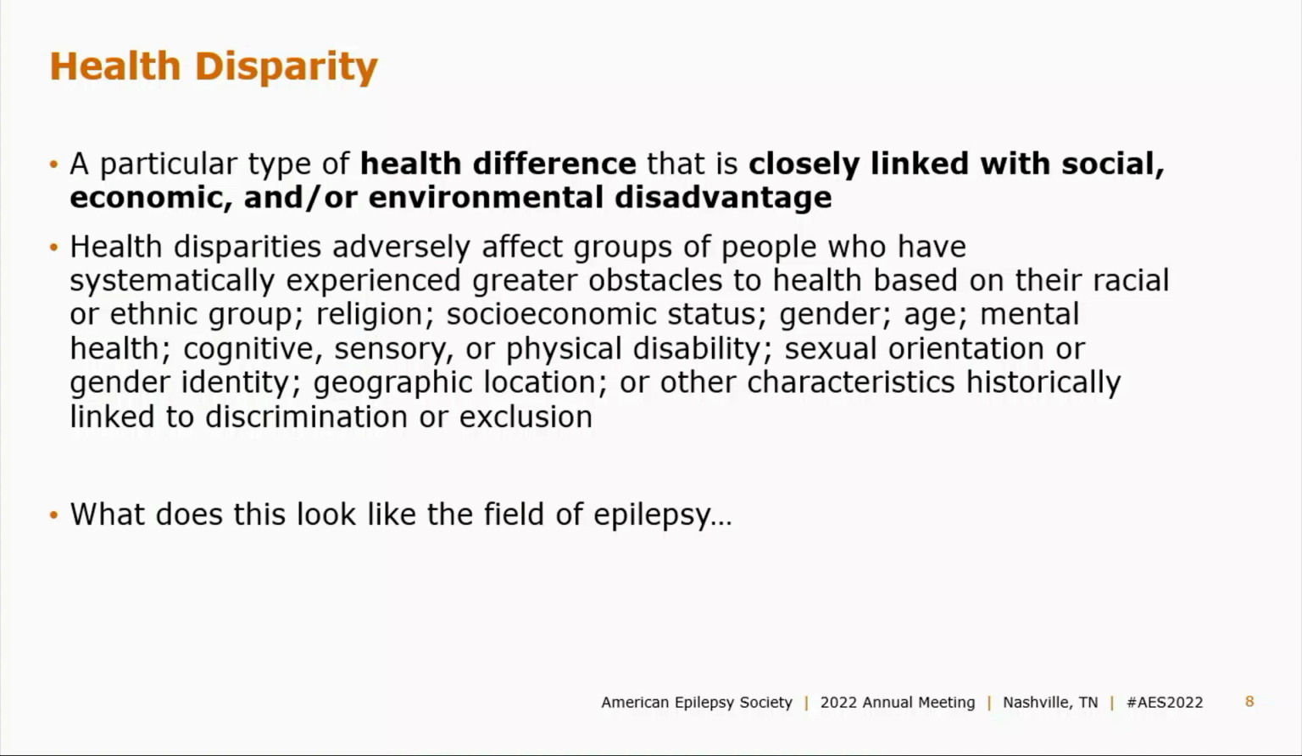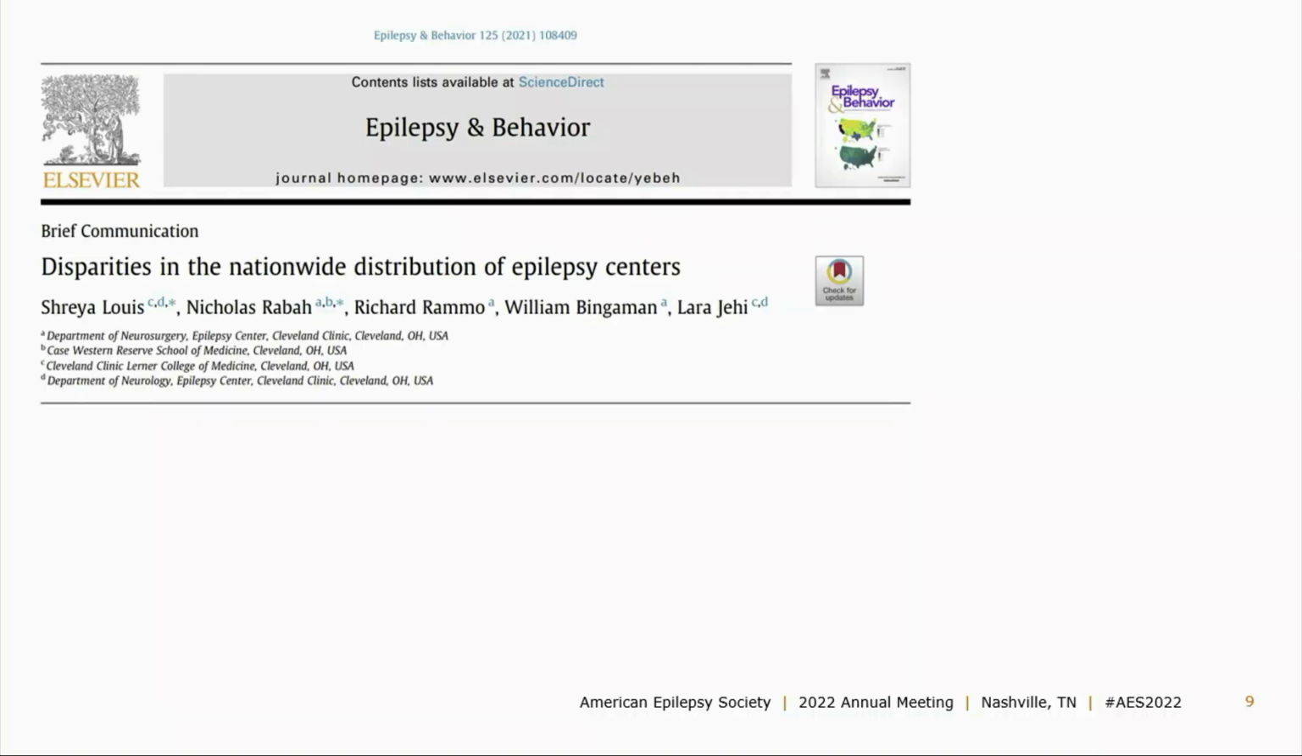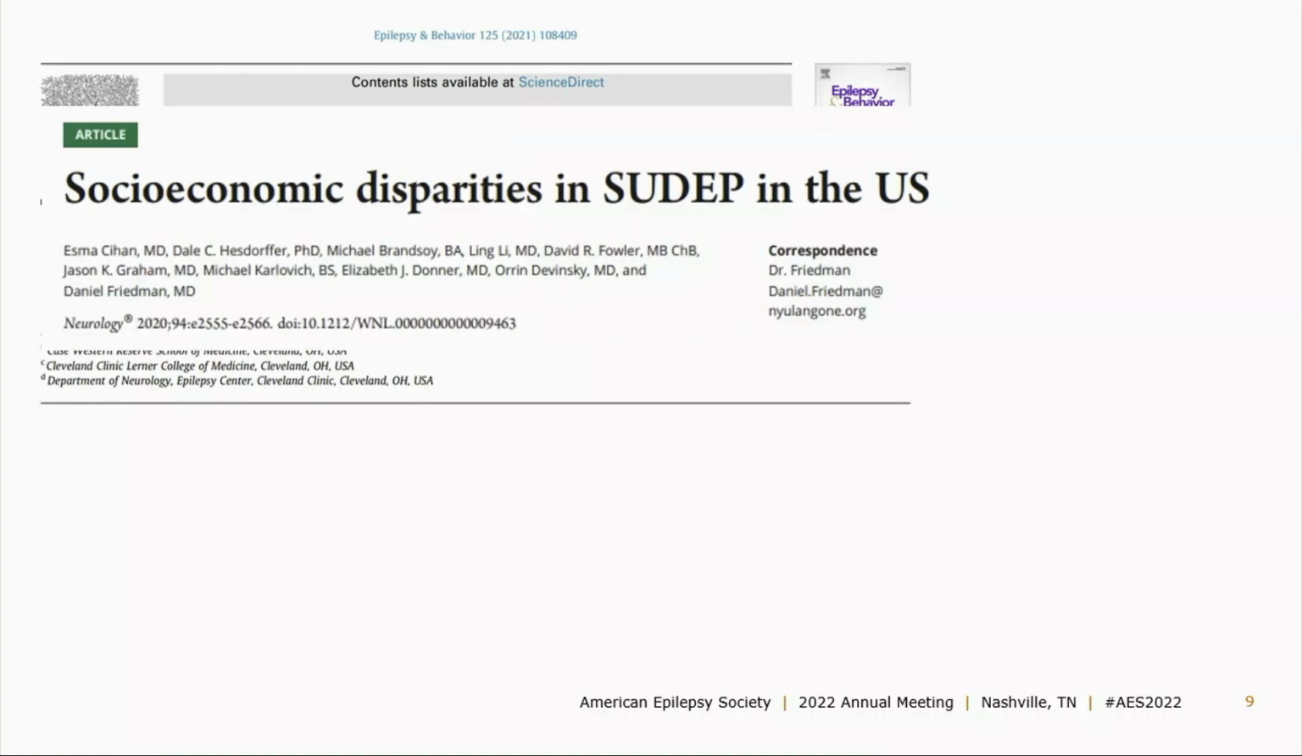So what does this look like in the field of epilepsy? We've seen some examples today, and I'm not going to go into any of these in detail, but I have titles of about 10 different articles that have come out over the last few years, over the course of the IOM report, that have highlighted these. We're just talking about it so much more and identifying these things. Disparities in the nationwide distribution of epilepsy centers. Of course, rural areas have fewer epilepsy centers and there are more disparities there. Socioeconomic disparities in SUDEP.